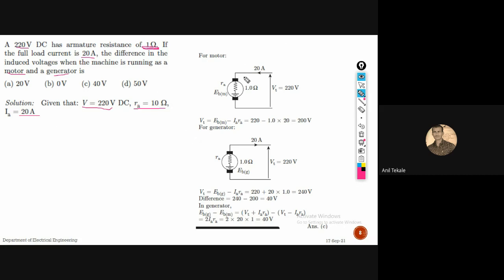First we will consider that it is a motor. So if it is a motor, back EMF will be present, armature resistance shown here, the full load current is 20 ampere and 1 ohm is armature resistance, also 220 is given. So now as we know, V is equal to EB minus IARA. EB minus IARA. So what is the value of EB? How much is the value? So we can easily calculate that.